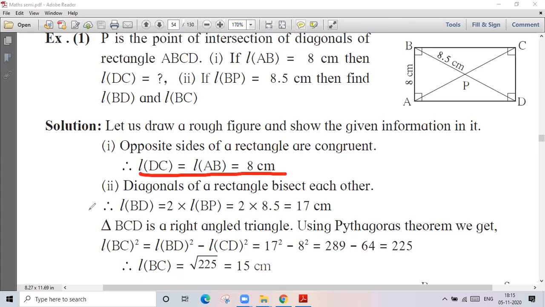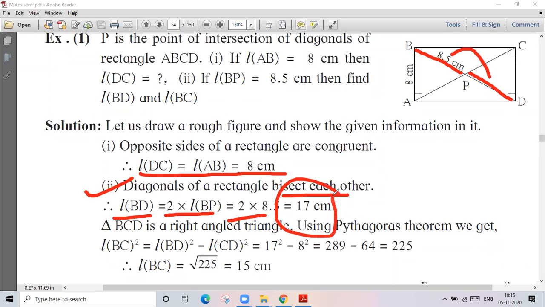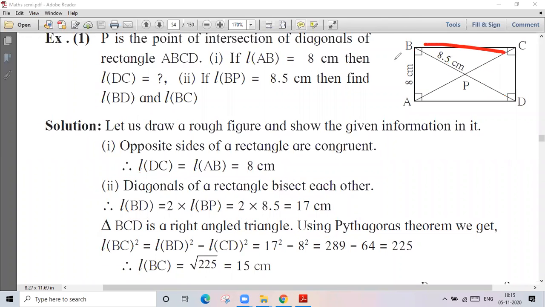One is solved. For the second, diagonals of a rectangle bisect each other. That means, suppose this is 8.5, then BD is equal to twice BP. So double, 8.5 plus 8.5, that is 2 into 8.5, it is 17 centimeter. Here 17 centimeter is BD. Right? Now we have to find BC. How will we find BC? We will use the Pythagoras theorem.